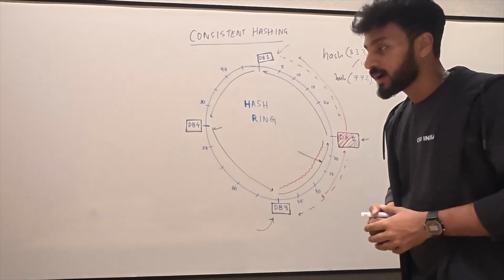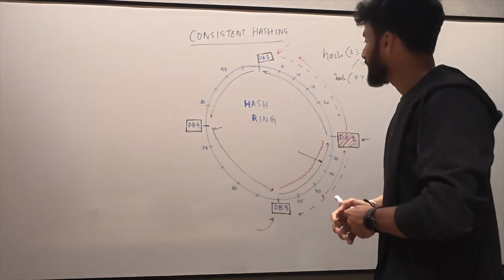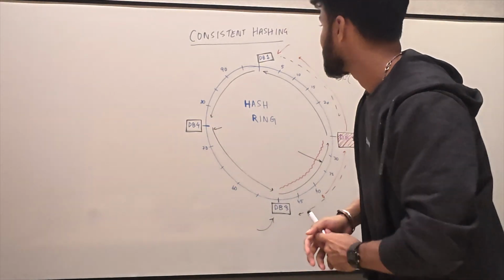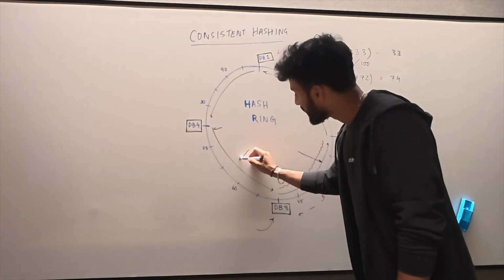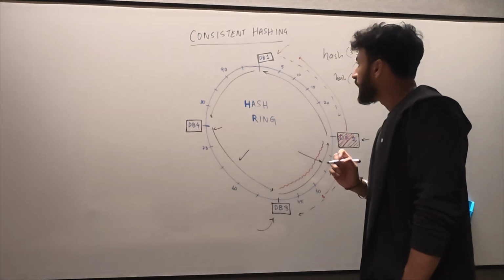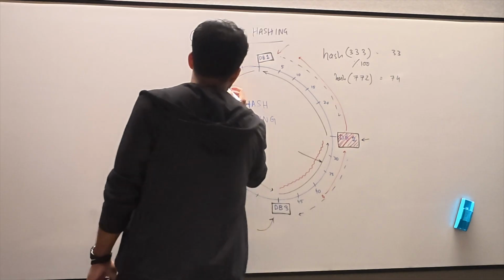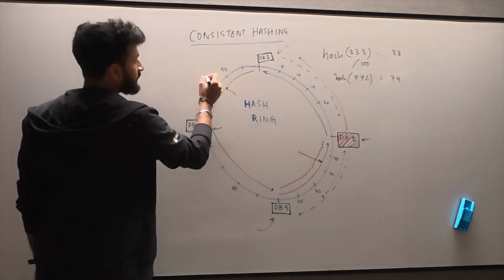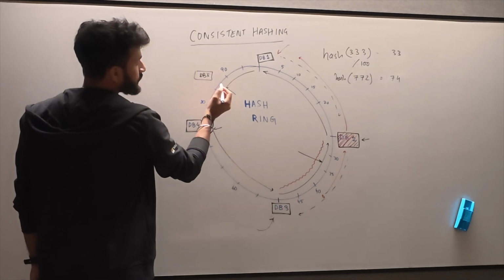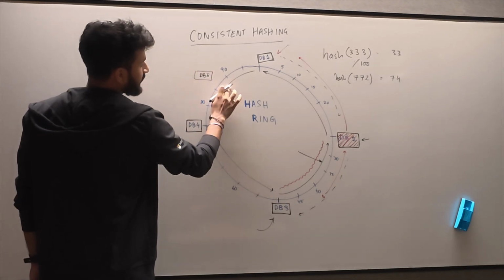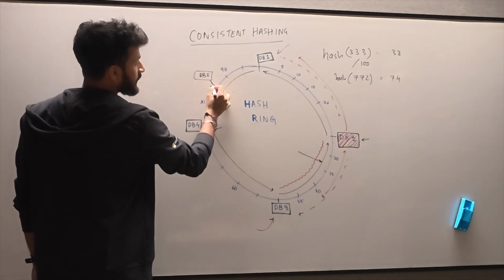Number 2, what if you want to add a database? So let's say I want to add a new database in this case. Let's say I want to add it here. Okay, let's not add here. It's easier to mark if I add it here. I can call it DB5. DB5 is here, which is at 85. So anything at the 85 marker is my DB5.